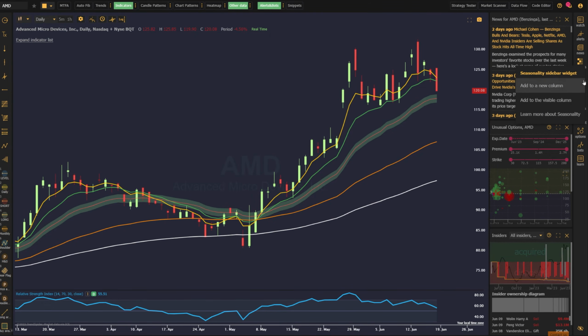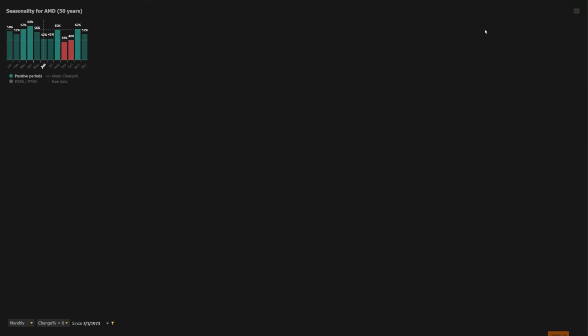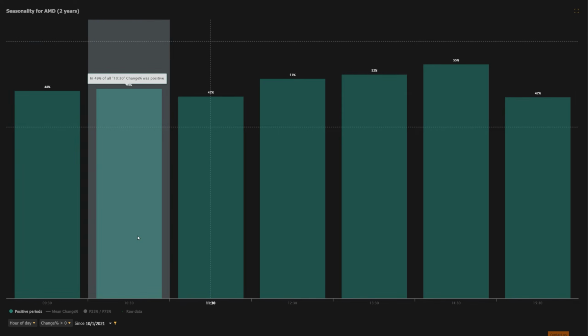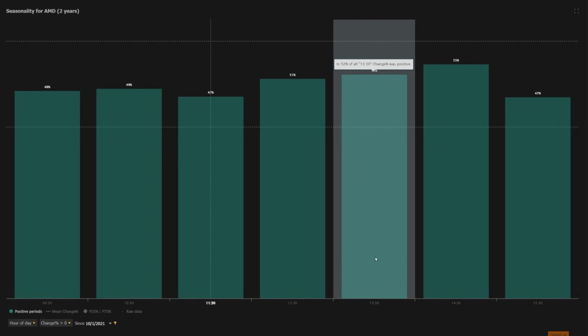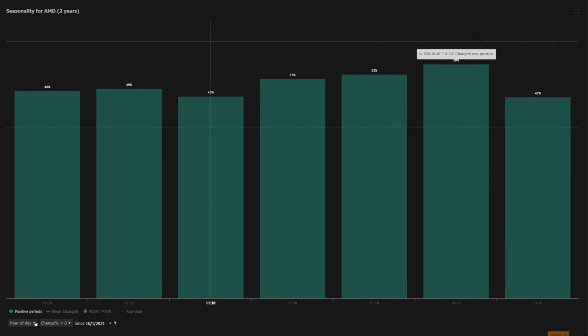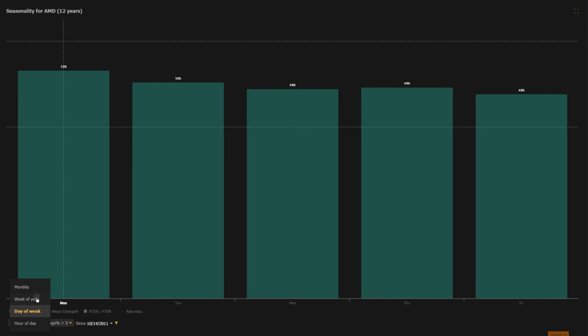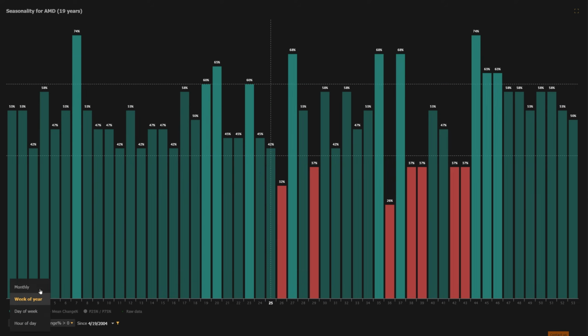Tools like seasonality provide deep insights into the performance of a stock over a specific period. You can break down a stock's performance by hour of the day, day of the week, week of the year, or month of the year. It's relatively common knowledge that the open and close of a session are often more volatile and the afternoon is less so, but seasonality allows us to drill down and see the best performing hours, days, weeks, and months for any security.